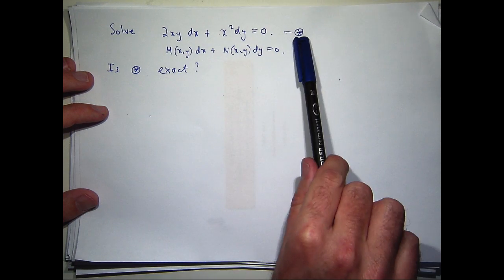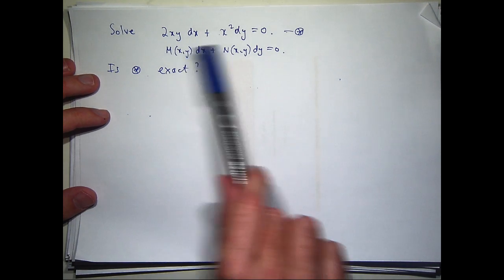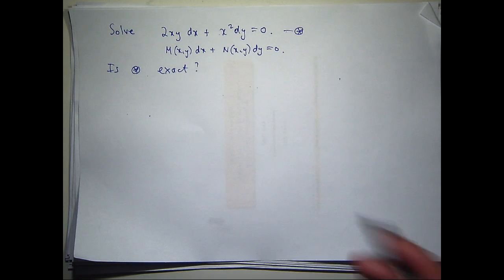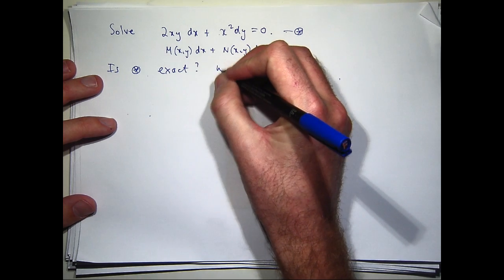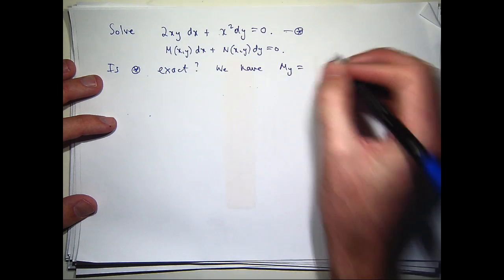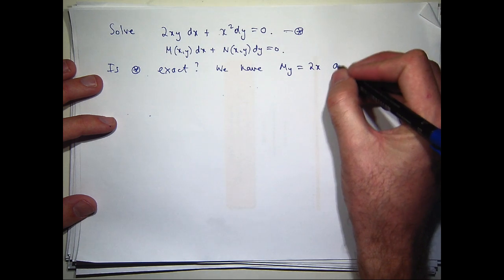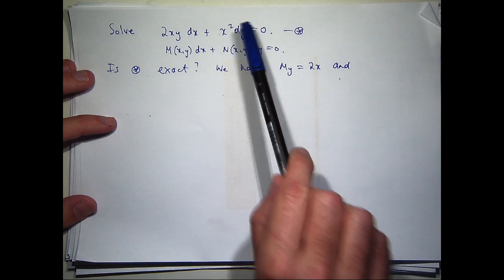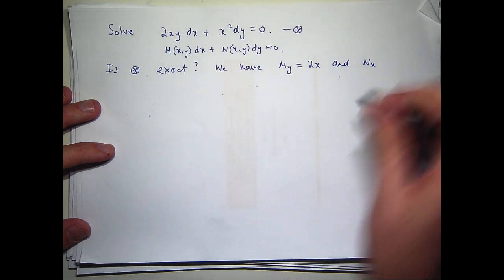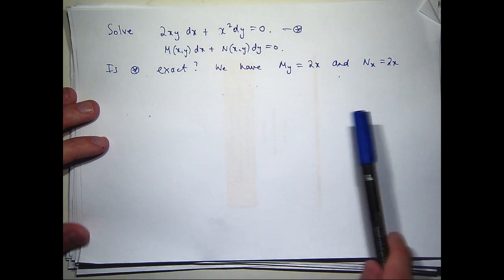The question is, is this star equation exact? Well, we have to check one important thing. The partial derivatives of M and N have to satisfy certain conditions. So we calculate M sub y, or dM/dy. If I look up here, calculate the partial derivative with respect to y, I get 2x. And N sub x, differentiate that with respect to x, it's just 2x. Now we see that these two partials are equal and they're continuous.